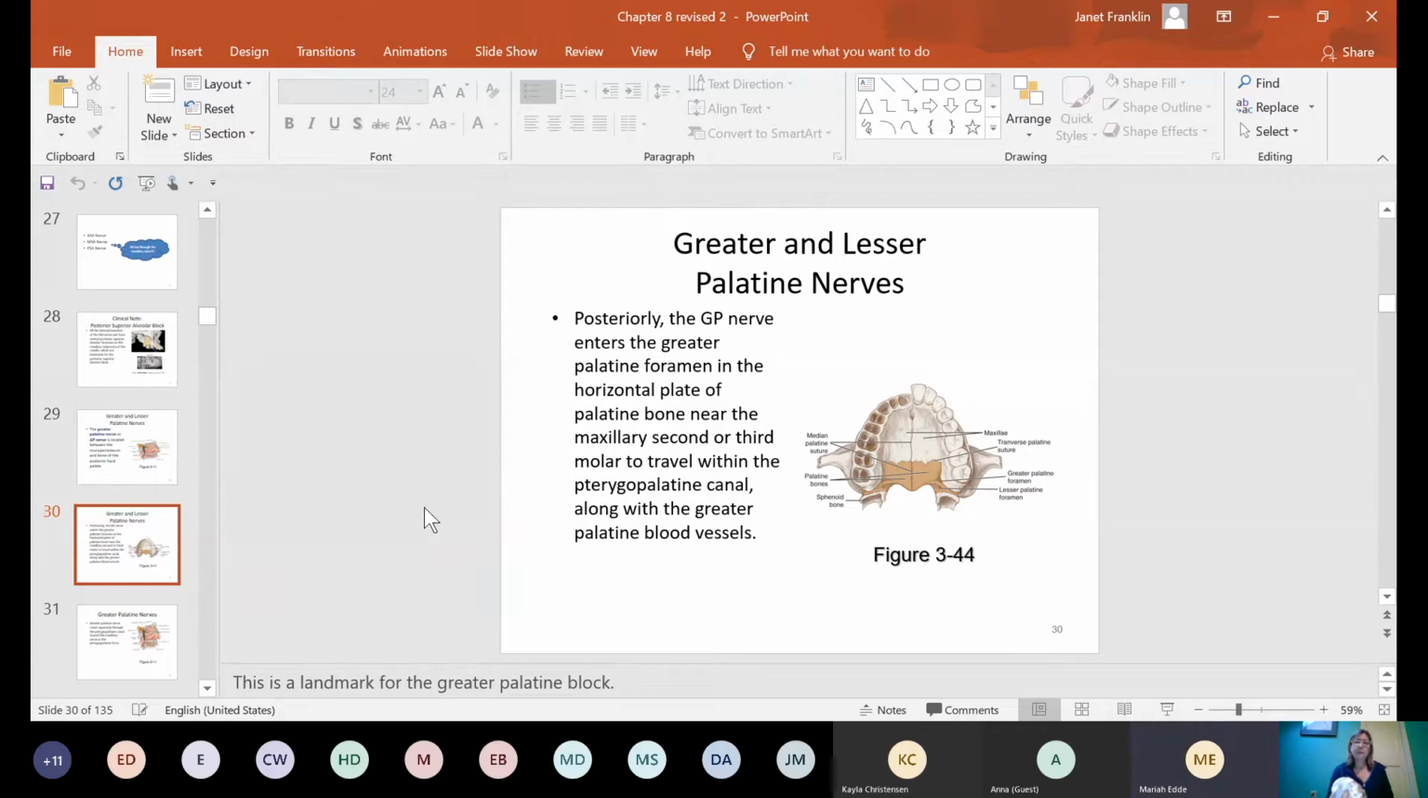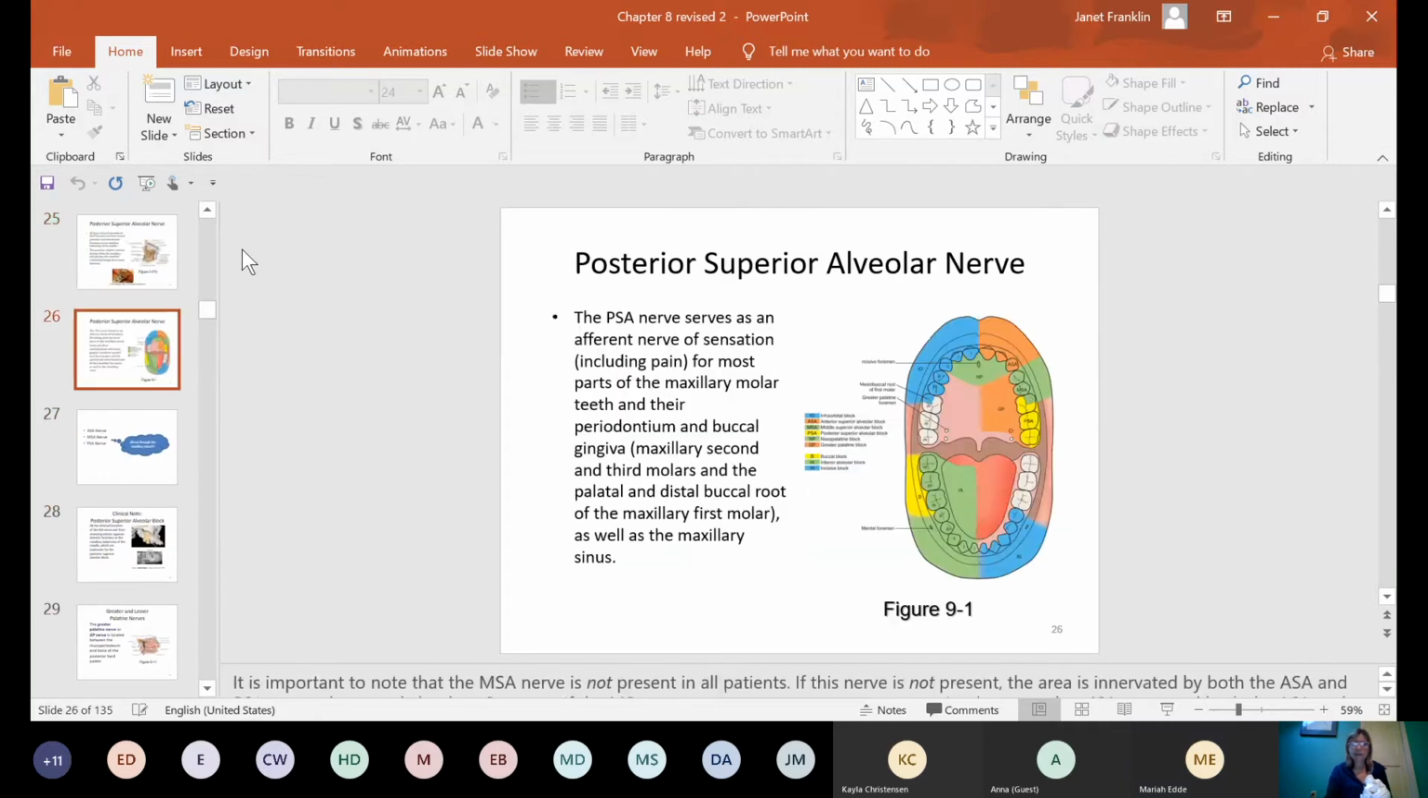I have a question. Sure. Did you say the greater palatine only does premolars and molars? The greater palatine, yes. Okay. So let's go back up to that picture real quickly here. So here's the greater palatine, this orangey area right here. And you can see it goes all the way back to the third molar and comes all the way up to right between the premolar and the canine. And it goes all the way to the middle of the palate. Okay, thank you.